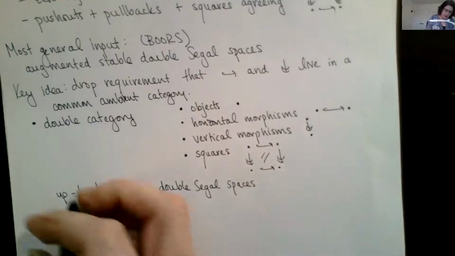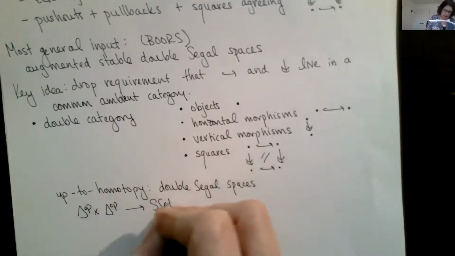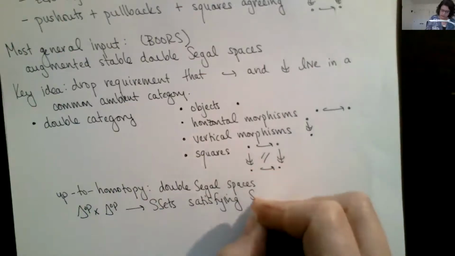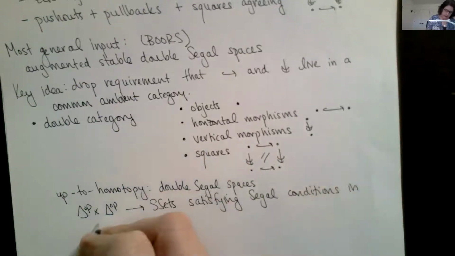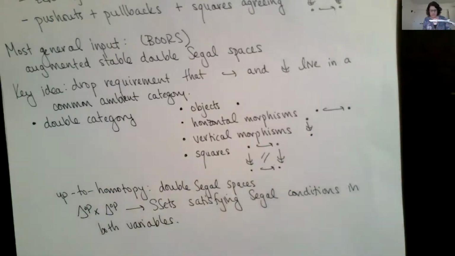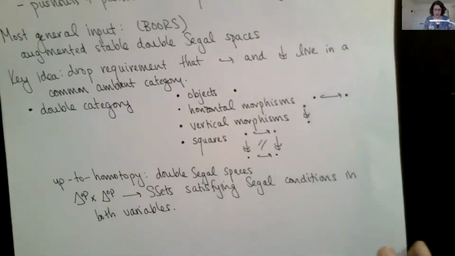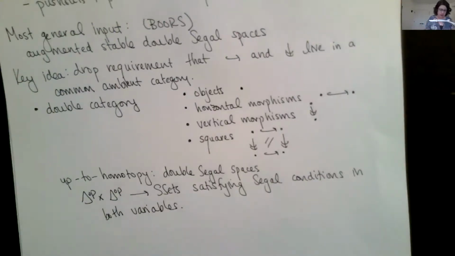So these would be functors from delta op cross delta op to simplicial sets, and you're going to satisfy Segal conditions in both variables. And that's basically encoding that both your horizontal and your vertical are like categories up to homotopy now. Okay, so now what about the pushouts and the pullbacks? Because those notions only make sense when you're in a common ambient category.